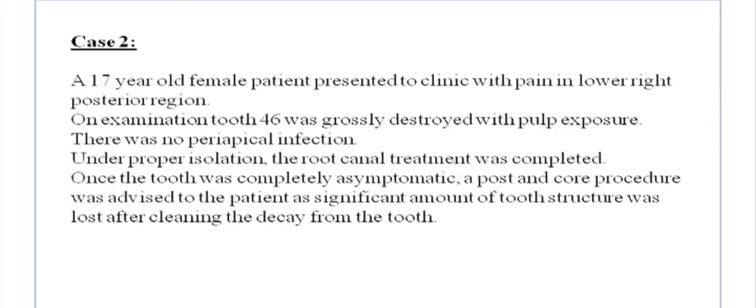Case 2. A 17-year-old female patient presented to clinic with pain in the lower right posterior region. On examination, tooth 46 was grossly destroyed with pulp exposure. There was no periapical infection. Under proper isolation, the root canal treatment was completed. Once the tooth was completely asymptomatic, a post and core procedure was advised to the patient as a significant amount of tooth structure was lost after cleaning the decay from the tooth.